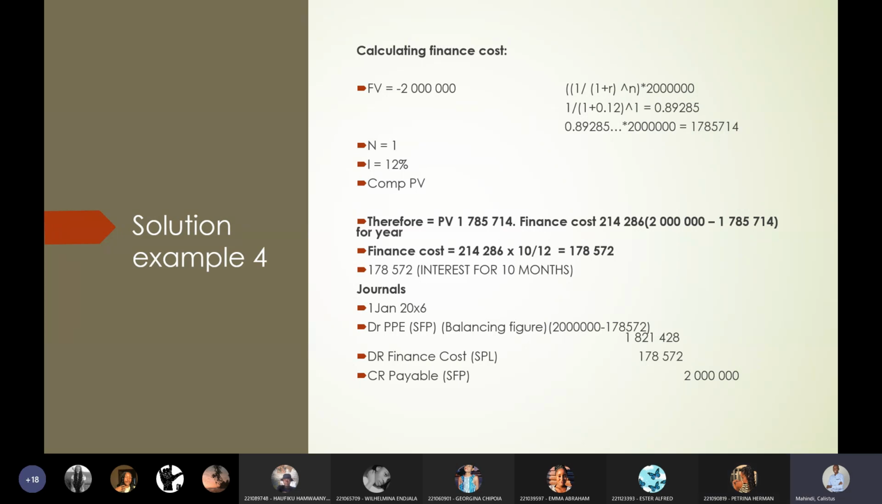All right. So then your PPE will be debited. The amount of PPE is 1,821,428. And then the finance cost is the 178,572 that we calculated. So how do we get the 1,821,428? It's just the 2 million minus the interest. And that will be the value of your PPE on 1st of January 20x6.